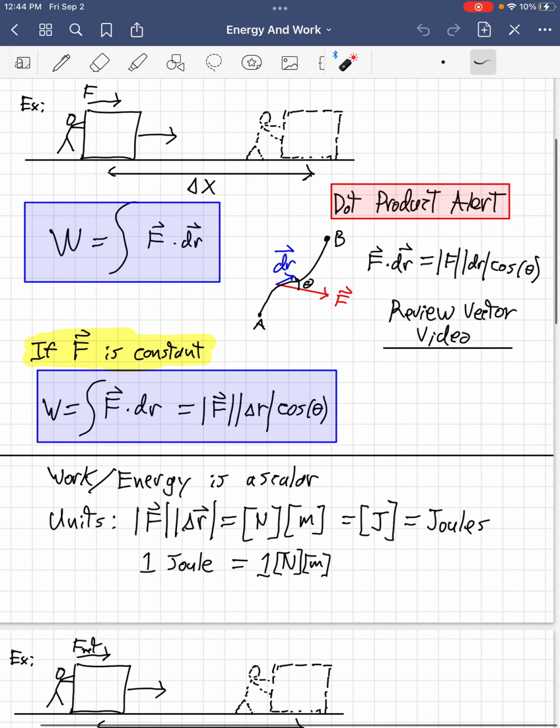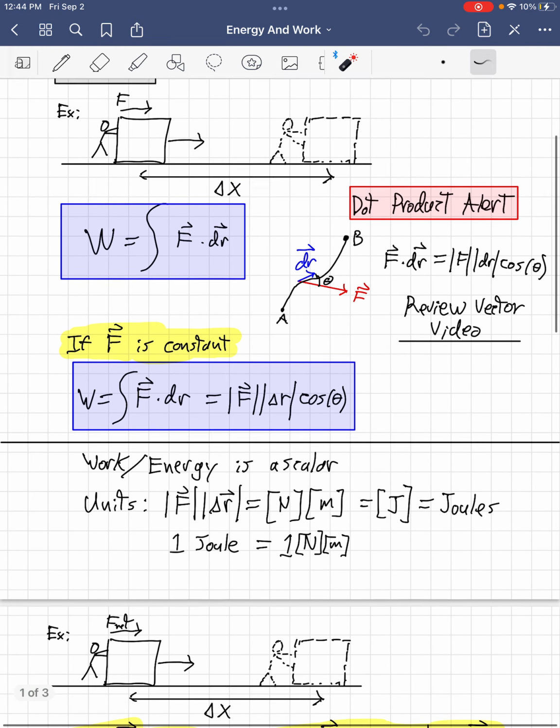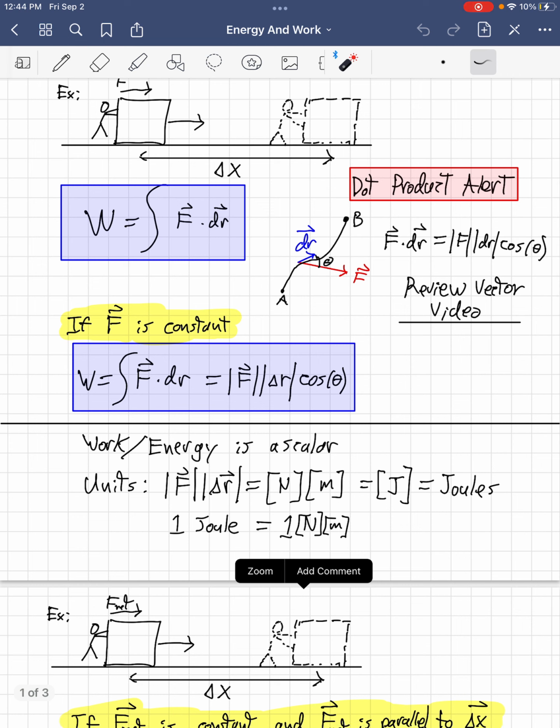All right, so it's important to remember that work is a scalar, and it has units of force times a distance. So it's newtons times a meter, which gives us units of joules. And 1 joule is 1 newton meter. So work has the same units as energy.